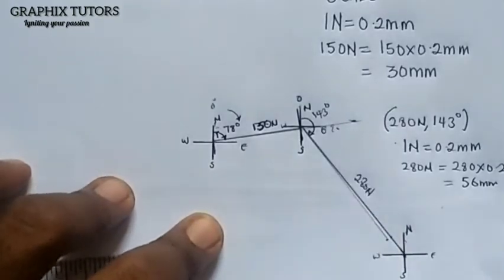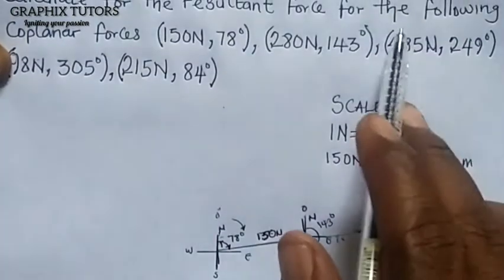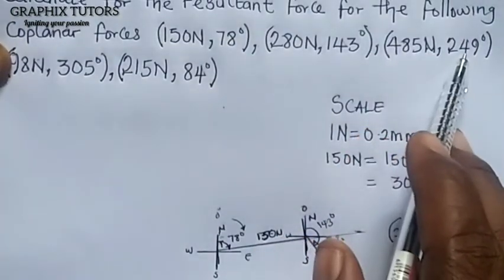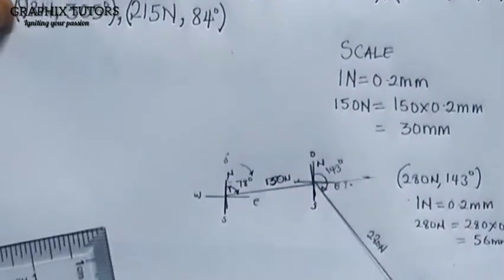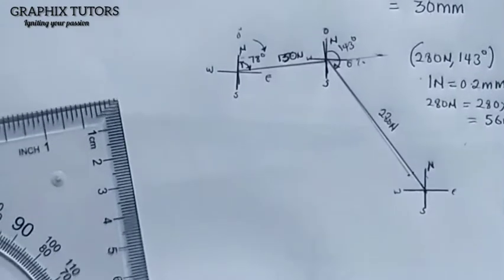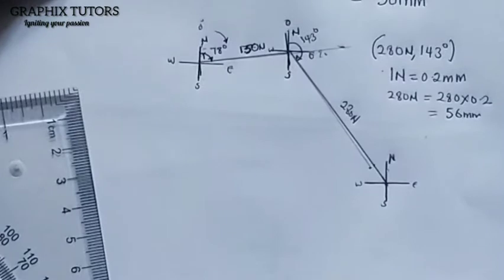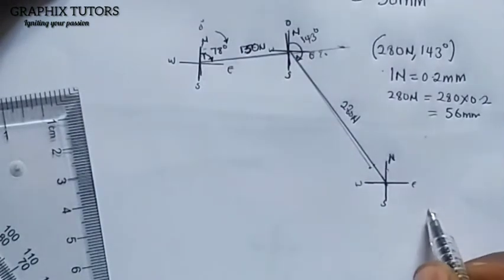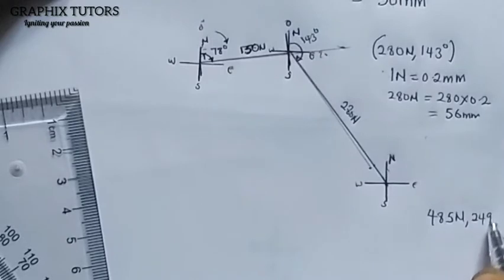So now we'll do the same thing here. We want to get the next one, and the next one is this. Let's look at it, which is 485 at an angle of what? 249 degree. So we are doing that now. 485 at an angle of 249 degree. So I'm going to do it here. So the next one is 485 Newton at an angle of what? 249 degree. So we'll do the same scale.